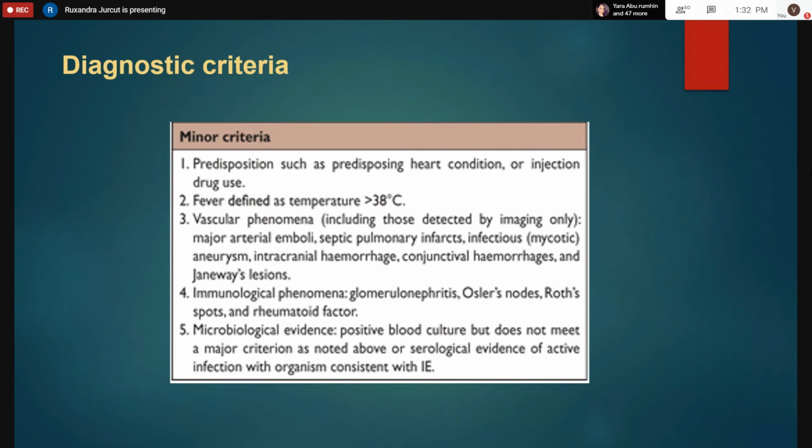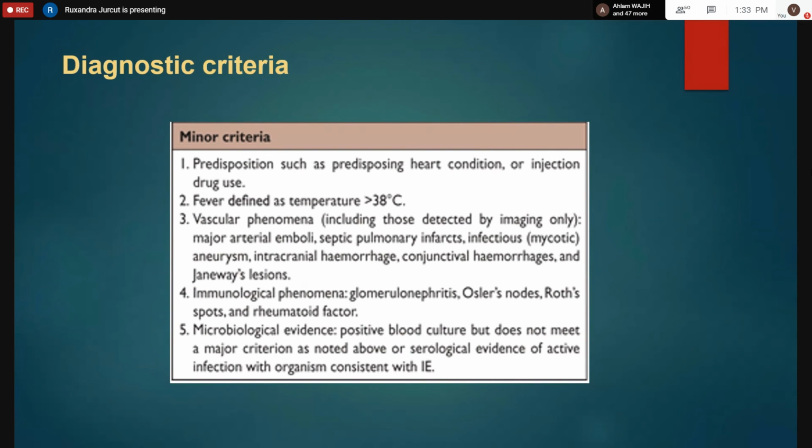Fourth, the immunological phenomena. There might be a glomerulonephritis. I was telling you at the lab test that this can happen. It's an immune glomerulonephritis. There can be the presence of Osler nodes or Roth spots. This can be immunological phenomena. Also, a positive rheumatoid factor, which is sort of a false positive, an interference between tests, can be an immunological phenomenon in endocarditis. And the last minor criterion can also come from the hemoculture.